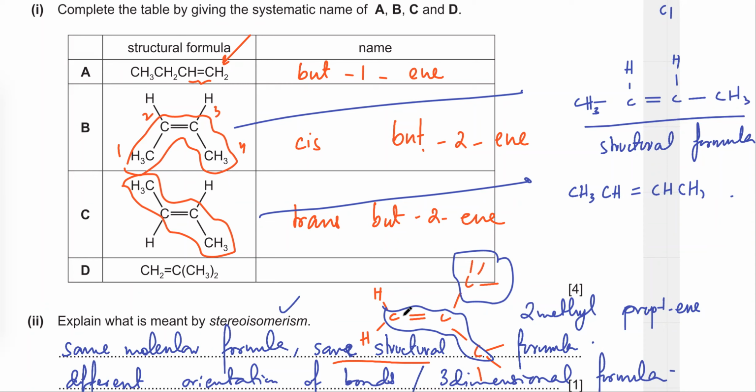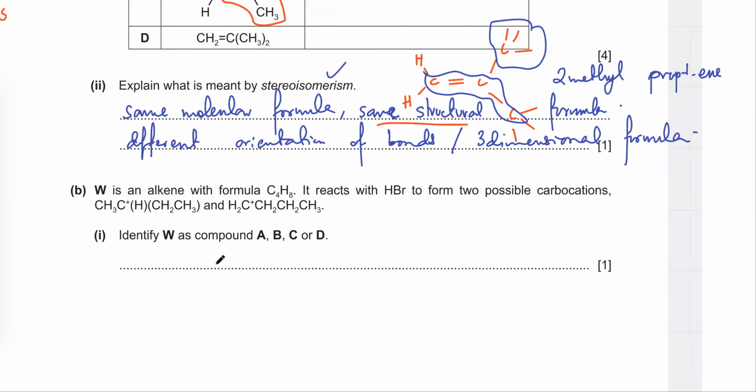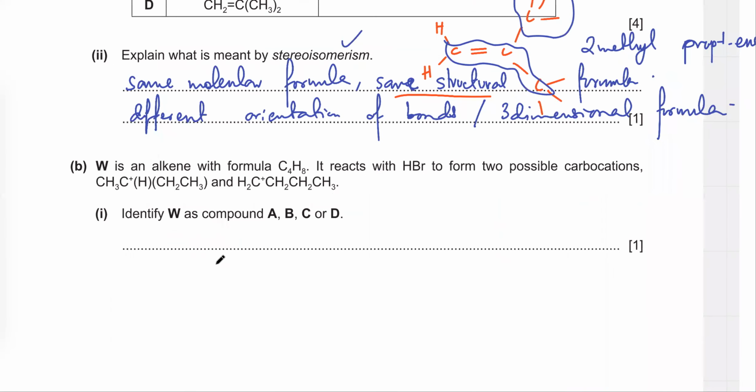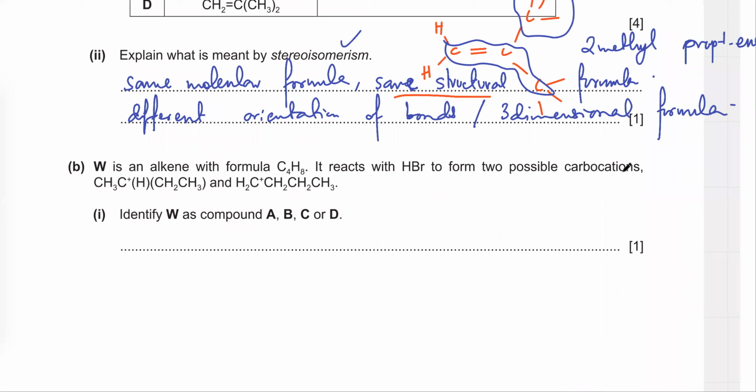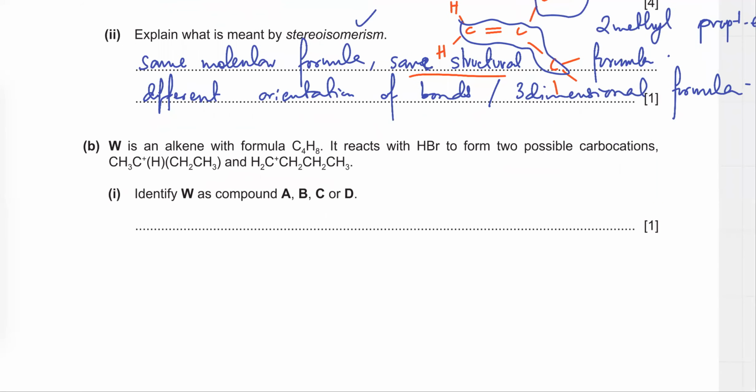The carbon atoms, 3 would be in a line and one of them would be a branch. So there were 4 different W's. He said that it reacts with HBr to form 2 possible carbocations, and he's given us the formula to identify W as a compound. So these are the 2 possible carbocations that are getting formed.